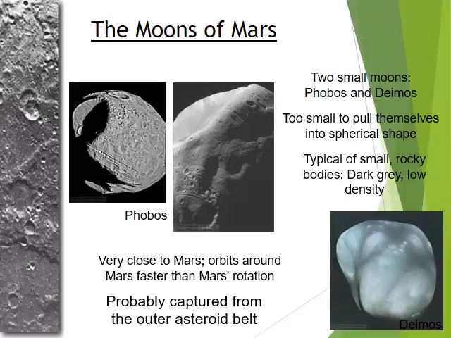They're relatively small. In fact, they're so small they don't have enough gravitational pull to actually create complete spheres of themselves. So they're relatively insignificant moons. But moons nonetheless.